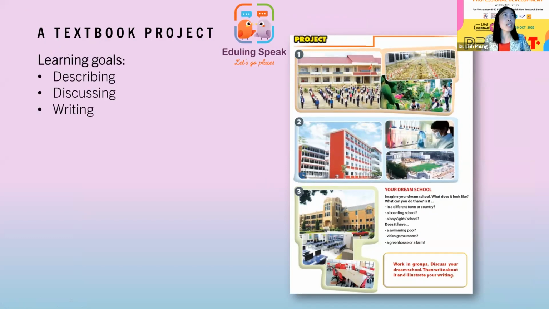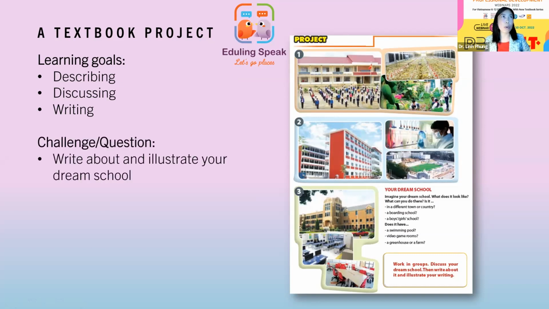activities here. So to me, when I look at this, it seems like the learning goals involve students describing the school, right? In terms of the language function, perhaps they have to describe their dream school. They need to discuss with each other to make a decision on their dream school. They need to practice writing, right? They need to write about their dream school. So those perhaps are the main learning goals from a language teaching perspective.